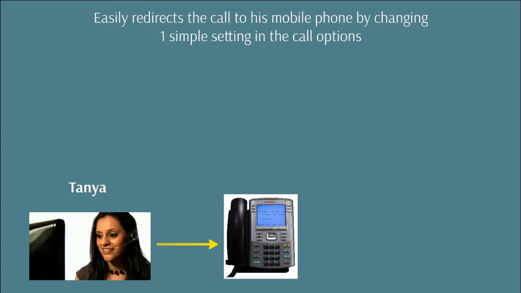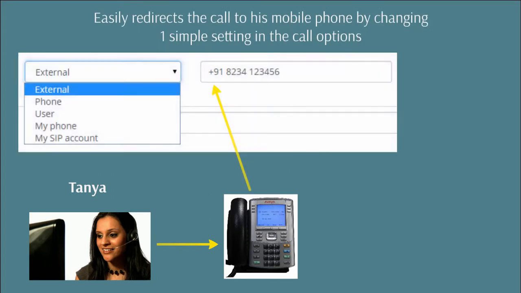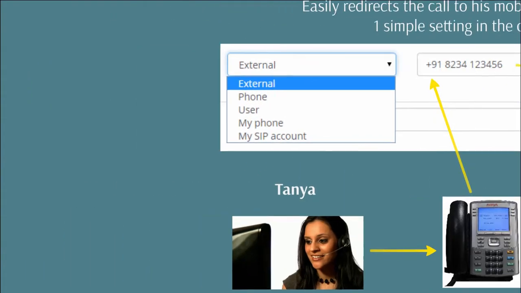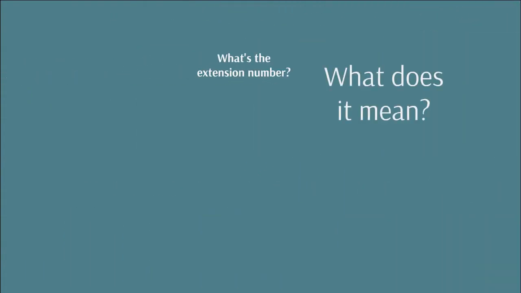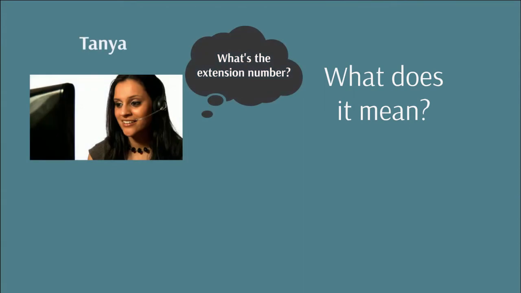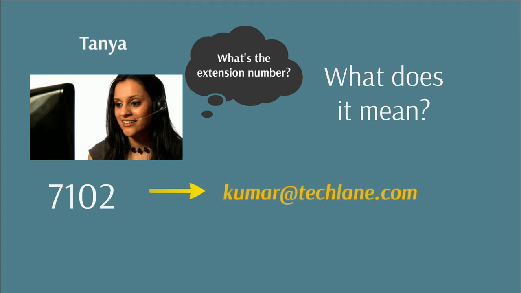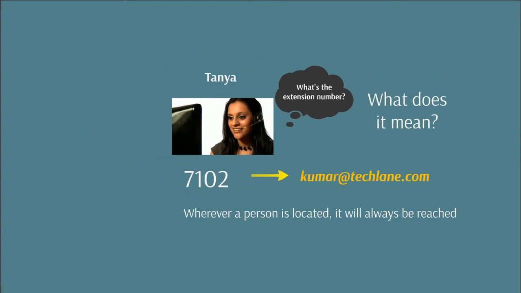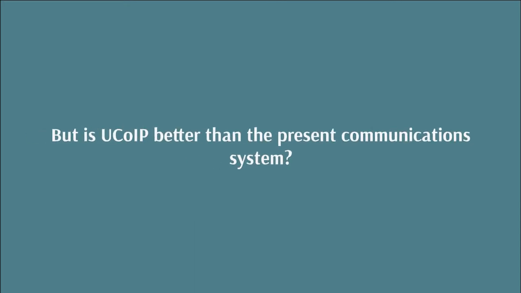Kumar is not at the company, but because he changed the call settings, any call made to his workstation phone is transferred to his mobile phone. So, he answers the call from Tanya while on the street. What does it mean? It means that Tanya didn't have to recall the phone extension to make a call. She just dialed the UCOIP address, which is easy to remember. It also means that wherever a person is located, they will always be reached just by calling the UCOIP address. But, is UCOIP better than the present communications system?